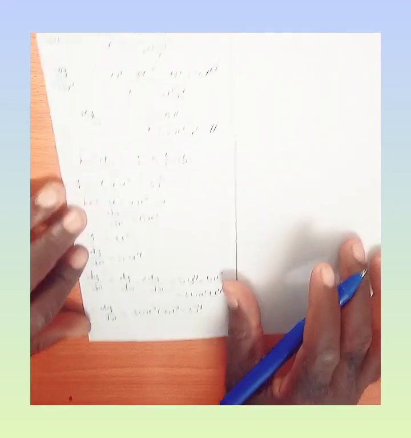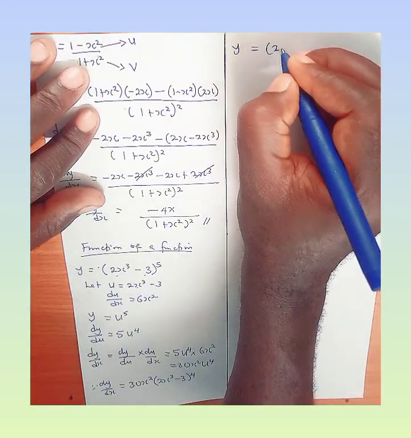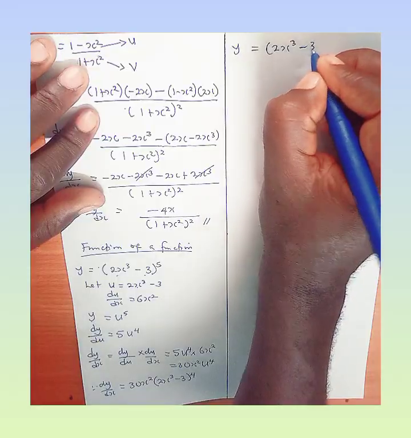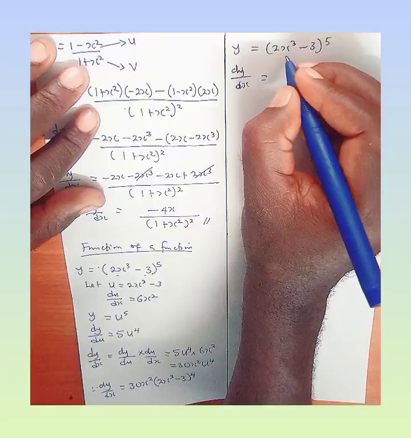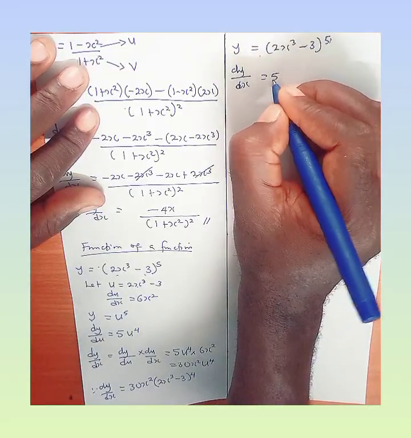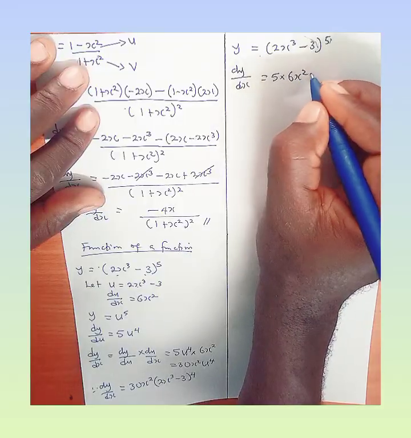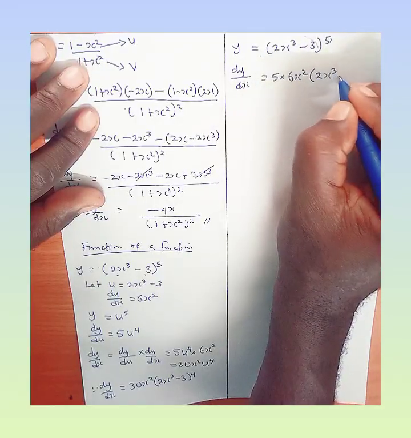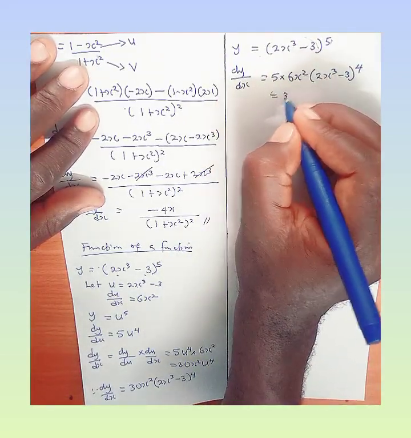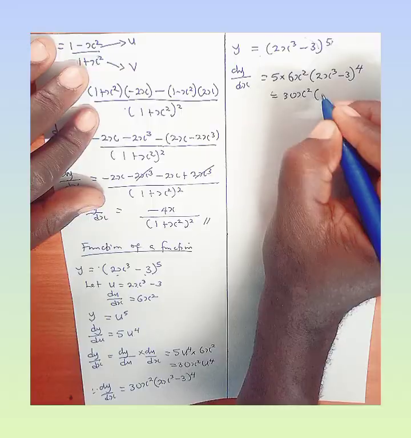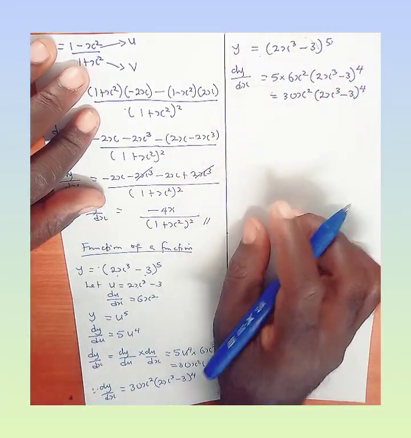If you want to use the shortcut, what will you do? You have y is equal to (2x^3 - 3) raised to power 5. You say dy/dx is equal to: you bring the 5 down, multiplied by the differentiation of what is inside, which is 6x^2. Then you rewrite 2x^3 - 3 and subtract 1 from the power to get 4. This gives 30x^2 times (2x^3 - 3) all raised to power 4. This is the shortcut.